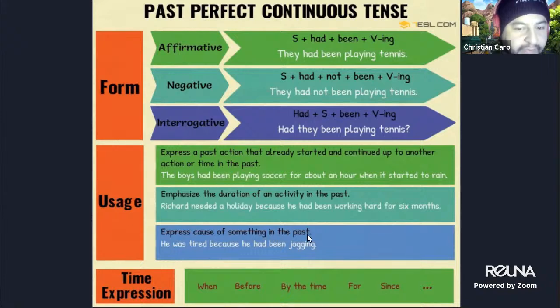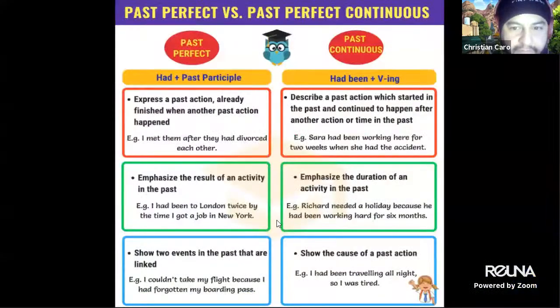Also, we express the cause of something in the past, like he was tired because he had been jogging. In this case, we use it to describe the cause or the reason for something else, for a decision, etc. He was tired because he had been jogging, right? Again, combining simple past with the past perfect continuous. Some time expressions used in this case: when, before, by the time, for, since, etc. Right? A little bit more of explanations.